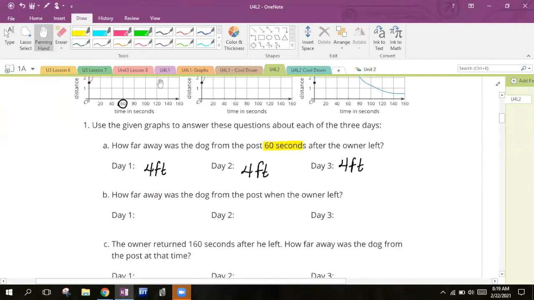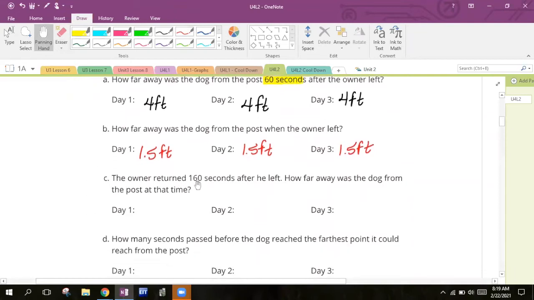All right, B, it says, how far away was the dog from the post when the owner left? Okay, so that's right there at 0. So how far away was he on day 1? About 1.5 feet. What about on day 2? 1.5. What about on day 3? 1.5. Good. So far, so good.